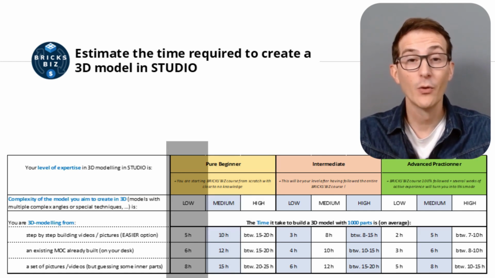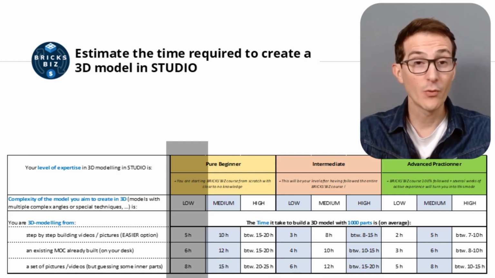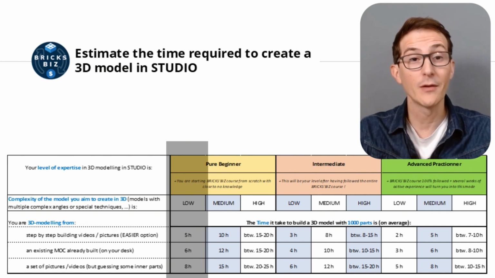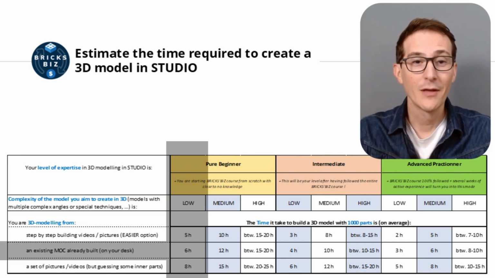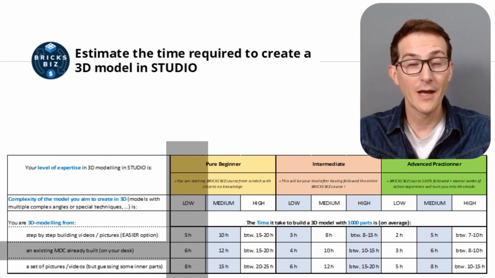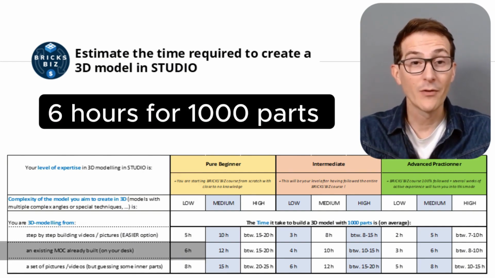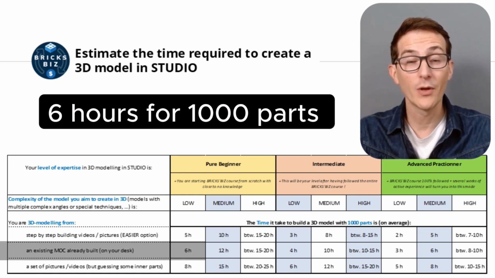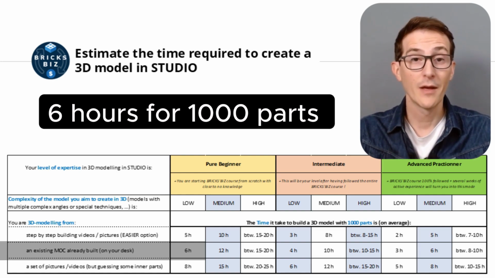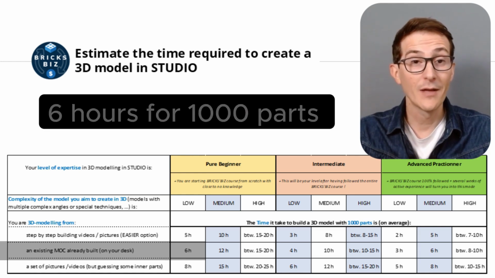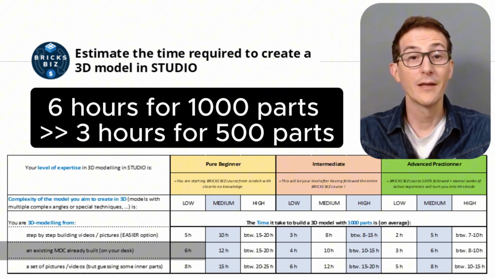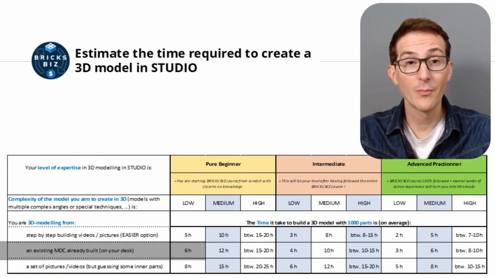Finally, depending on your work base, you will choose the corresponding line. For example, if the MOC you want to model is sitting on your desk next to the computer you're modeling on, and you can see it from all angles, you'll look at the second line. In my example, it will take you around 6 hours to model this 1,000 parts MOC. But the MOC you choose will not necessarily have 1,000 parts, so you can calculate the time you need to allocate proportionally. Going back to my example, if your MOC only has 500 parts, it should only take you 3 hours to model it in 3D, even if you're a beginner.